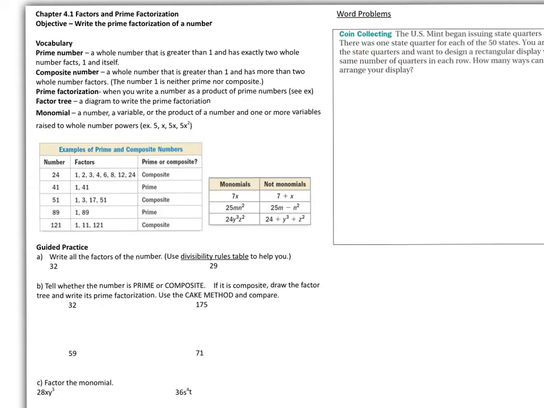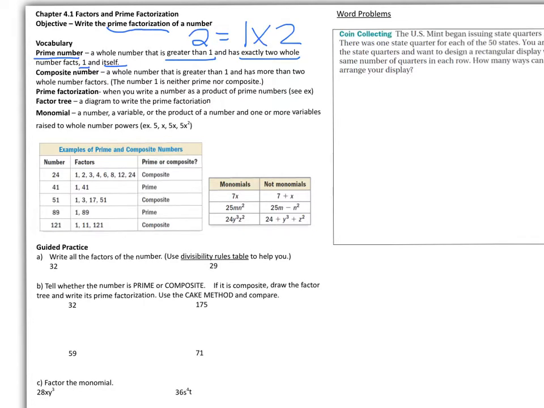The objective of this lesson is to write the prime factorization of a number. Let's review some vocabulary terms. A prime number is a whole number that is greater than 1 and has exactly two whole number factors, 1 and itself. For example, the number 2 will be considered a prime number, 1 times 2, and this number does not have any other factors.